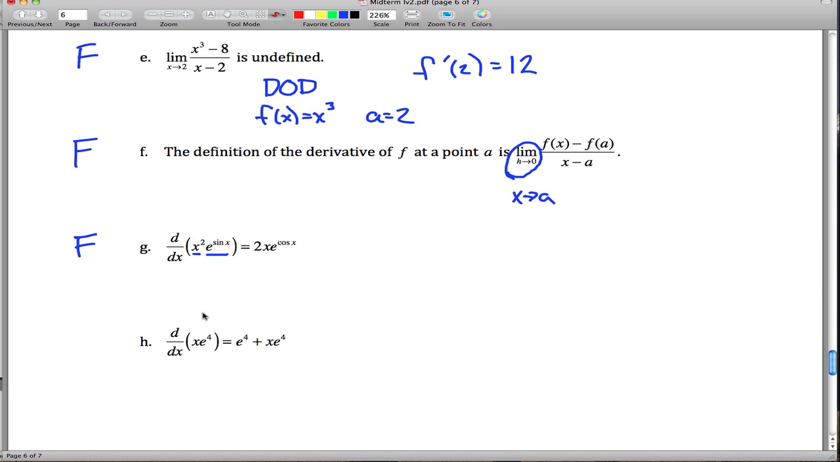You could also work it all out and figure out that that's false, but I thought this would save a little time. And finally, this derivative equals this. Bit of a trick question here. This is also false. e to the fourth is just a constant, right? So the derivative of a constant times x is just that constant. So actually this derivative equals e to the fourth, not e to the fourth plus x e to the fourth.